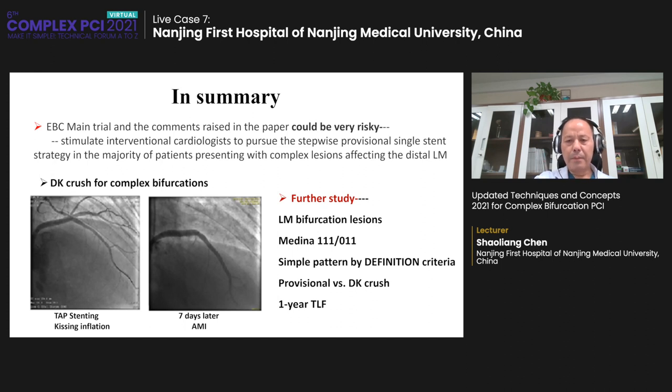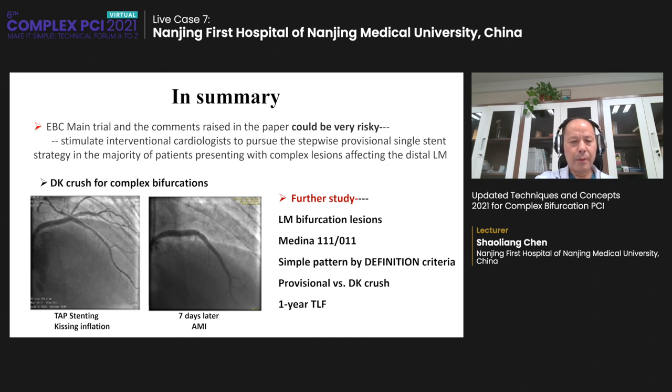So in the last slide, I have to say the EBC MAIN trial and the comments listed in the paper could be very risky, because based on the introduction and the discussion, the EBC MAIN paper will stimulate interventional cardiologists to pursue this stepwise approach in a single stent strategy in the majority of patients presenting with this complex lesion affecting the distal left main.